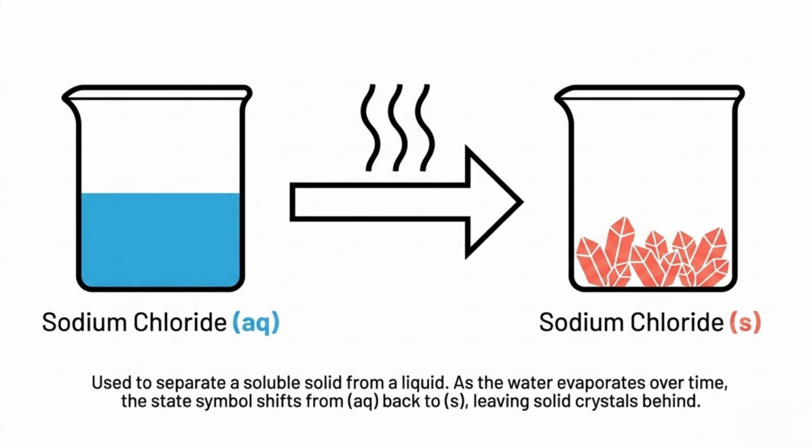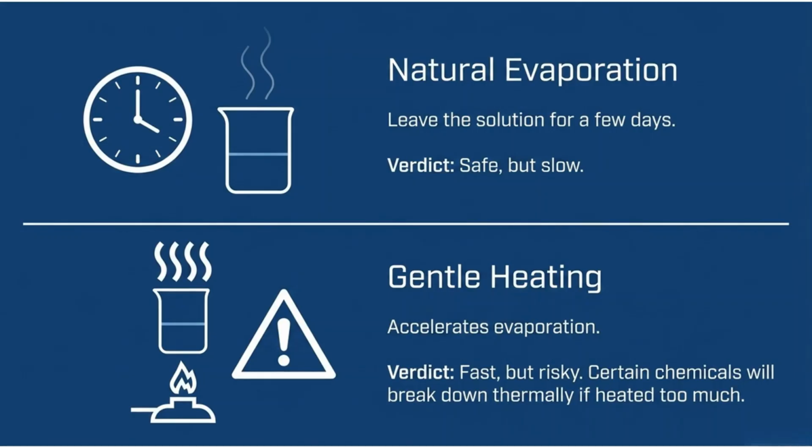You have two choices for evaporation, the slow road or the fast road. Natural evaporation is safe but takes days. Gentle heating with a Bunsen burner accelerates the process, but you have to be careful. Some chemicals are thermally unstable. If you heat them too much, they'll break down before they ever form crystals. It's a delicate balance of speed versus risk.